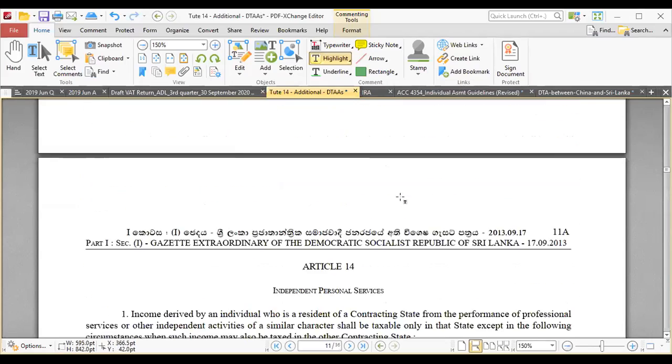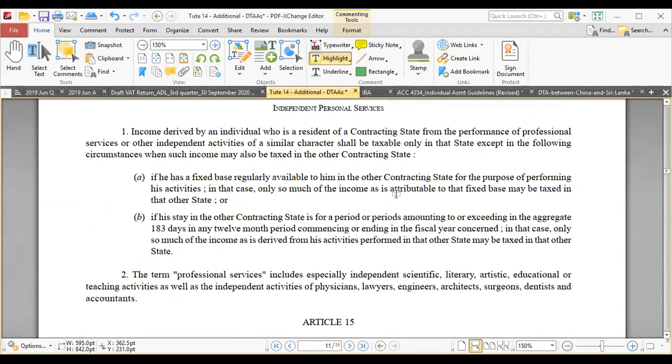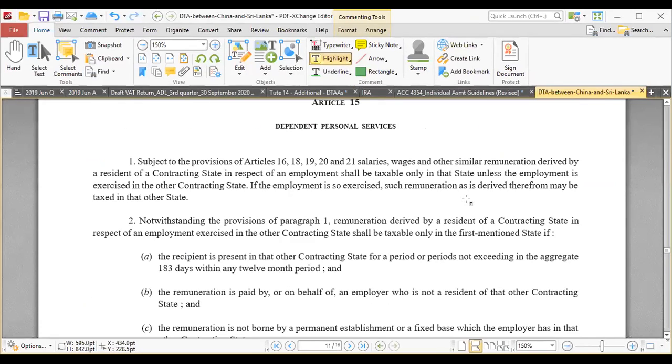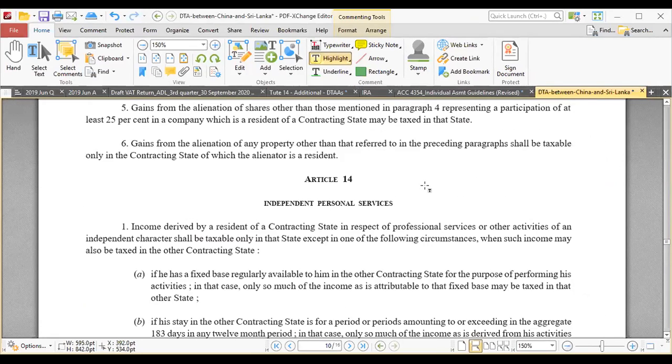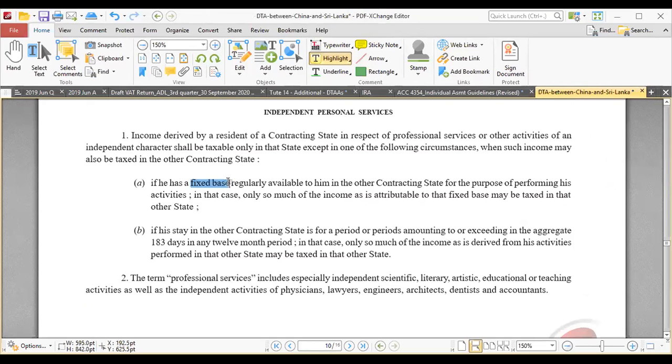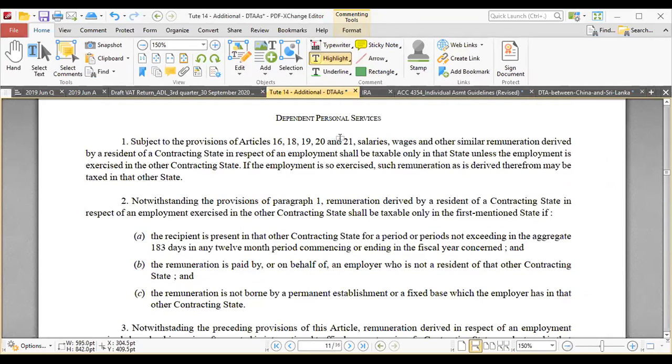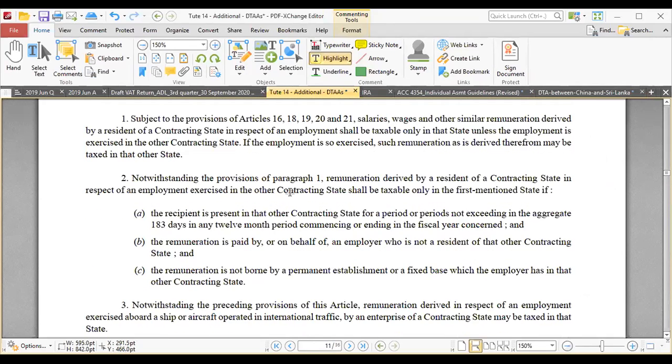Here, again, independent personal service, we discussed. Here you can see independent personal service. What are the limits? 180 days and the fixed base. We discussed those two rules, right? In India, you just compare with China. In the case of China, independent personal service, Article 14, they also have fixed base and 180 days. Same, right?